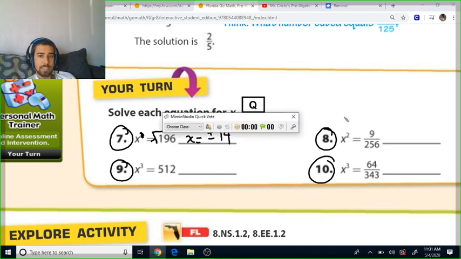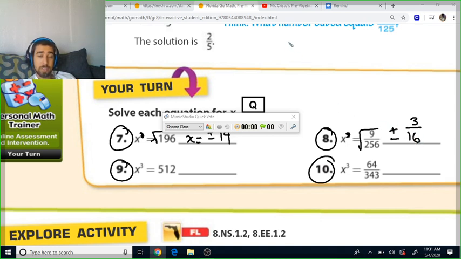For number 8, how do you get rid of this squared? You do the square root of 9 over 256. So the square root of 9 is plus or minus 3. And the square root of 256 is, what is it? 16. 16.